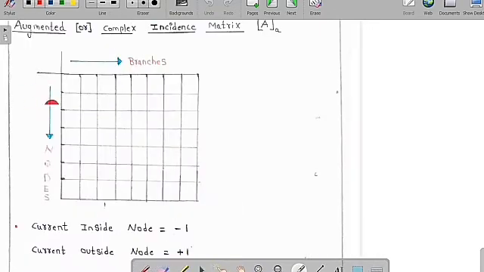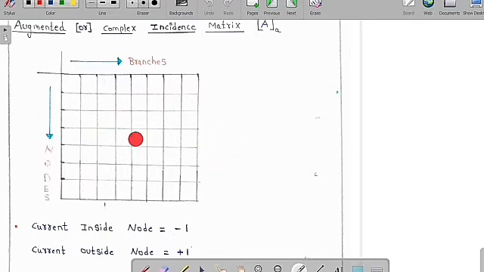So basically these are the nodes. For these nodes I am going to see how many branches intersect. If the current is outside that node, I assume it as positive, and if the current is inside that node, I assume it as negative with respect to that node. And if any branch does not intersect at that node, we assume 0. This way we fill each and every row, and then we get a certain matrix.